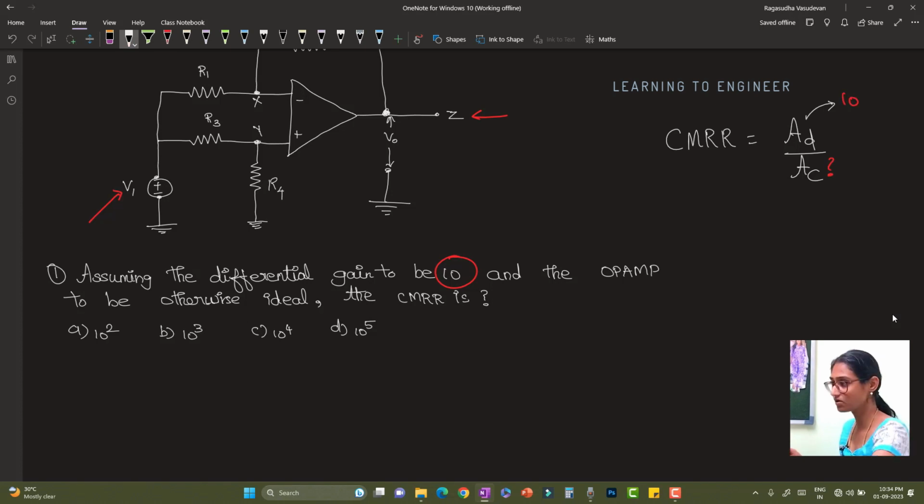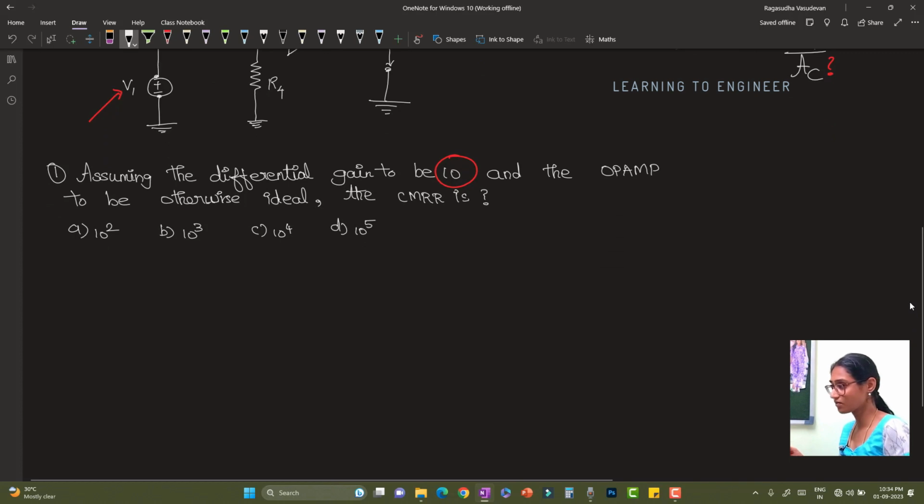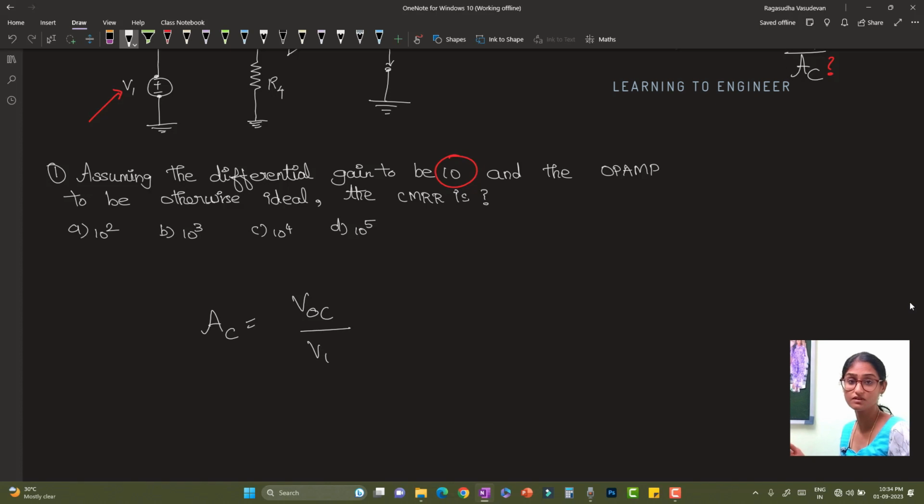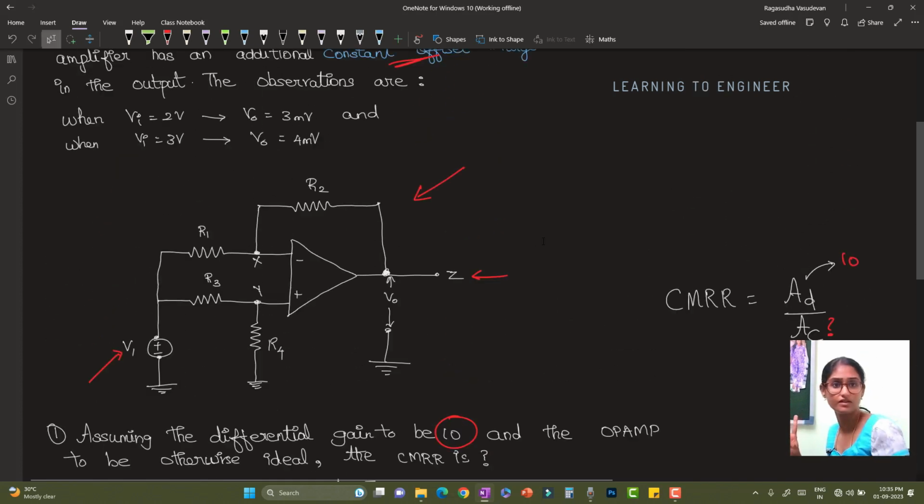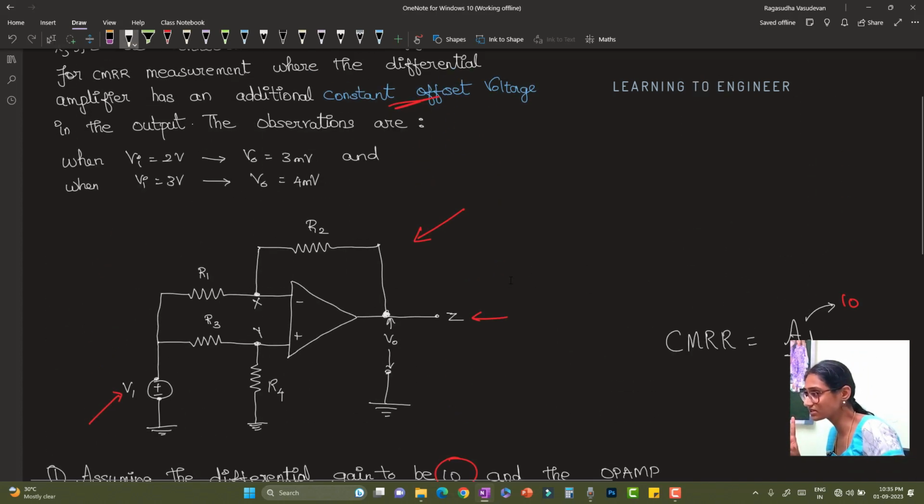We also learned that the common mode gain is the ratio of the common mode output voltage to the common mode input voltage. Using this information we will find the gain. Two cases are given to us. In the first case, you have a common mode input and a common mode output. Using this itself we can find A, right? It is just 3 millivolt by 2. Is it right? No, it's wrong, because they have given that there is a constant offset voltage at the output which will be applicable whatever input you apply.